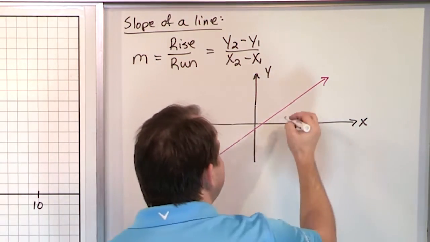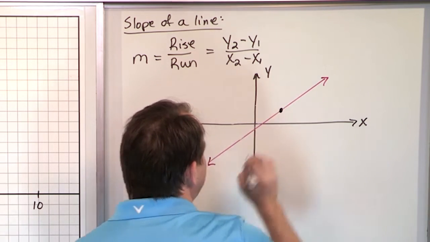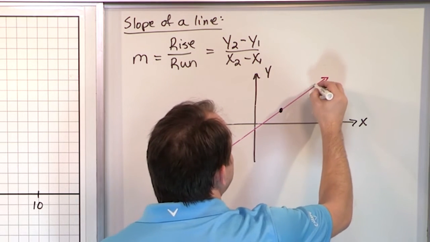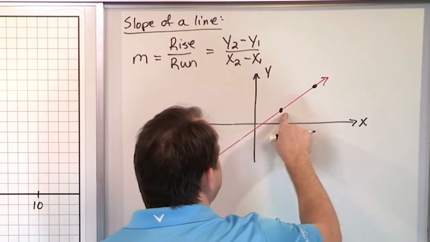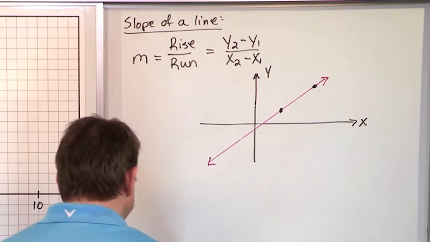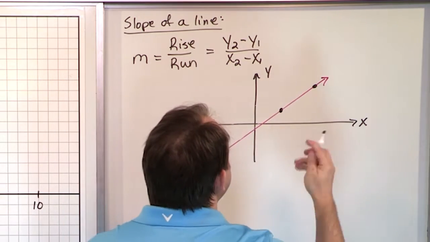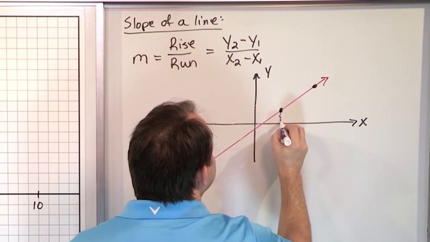It doesn't matter. So I'm going to pick any 2 points at random. Here's a point that's randomly chosen. I don't care where it is. Here's another point that's also randomly chosen. I don't care what it is. All right? But this point, if you can think about it, has some x value.